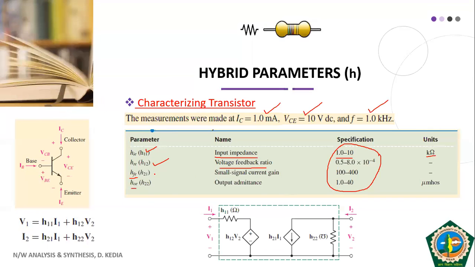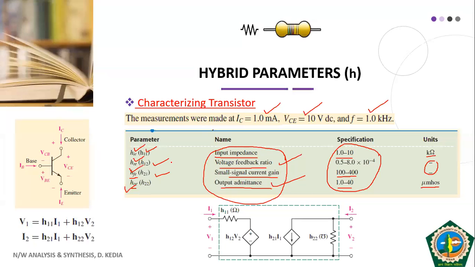So see, the current gain is 100 to 400. Then your output admittance is 1 to 40. This is in micro mhos, inverse ohm. Okay, and there are no units for the others. So this is just to give you an idea of how we are characterizing our transistor in terms of H parameters. So in the data sheet, you will find these parameters: HI, HR, HFE, HOE, or you will come across these names: input impedance, small signal current gain, voltage feedback ratio, output admittance.